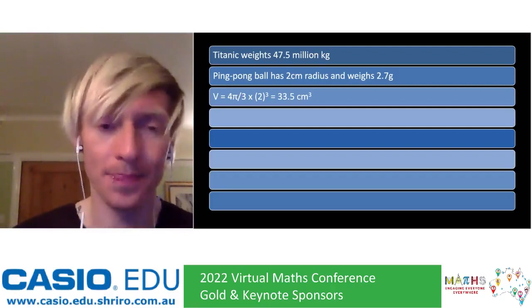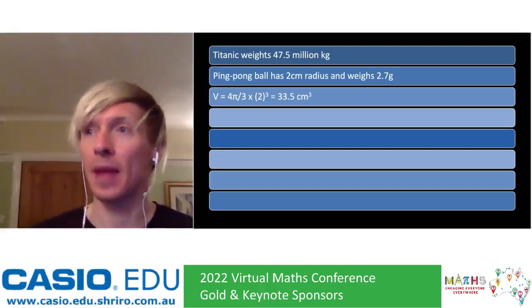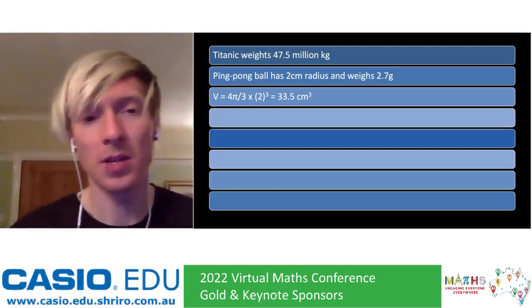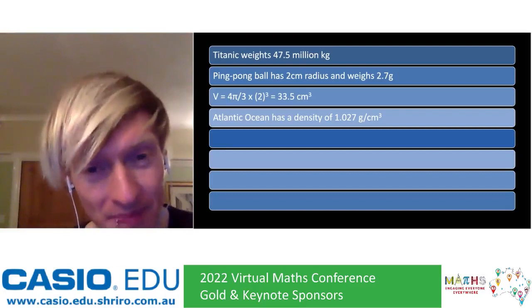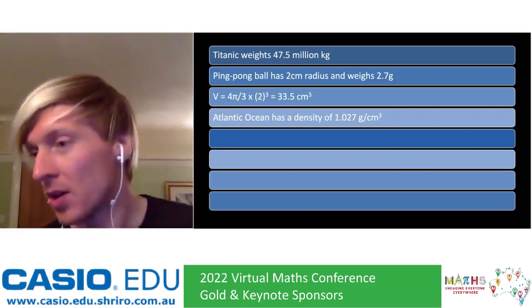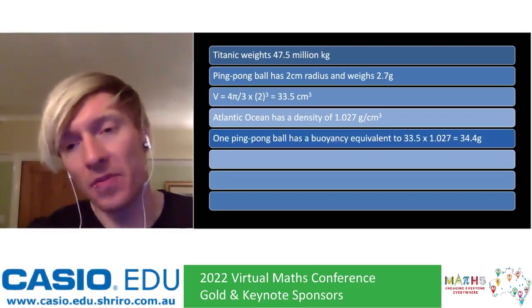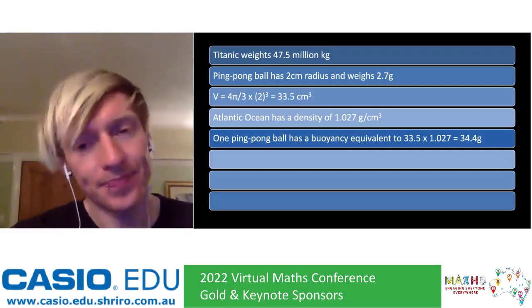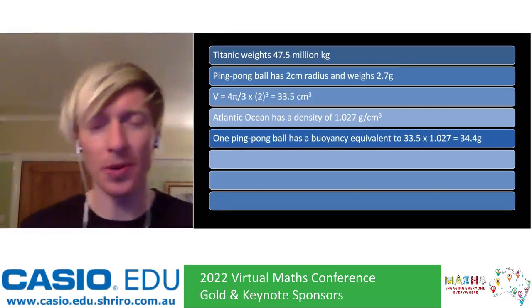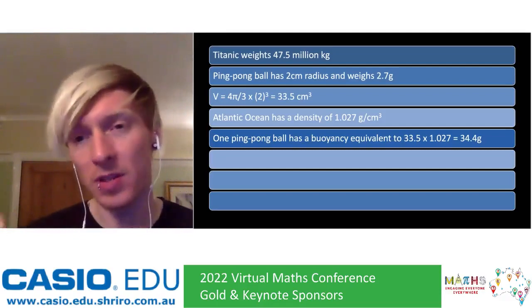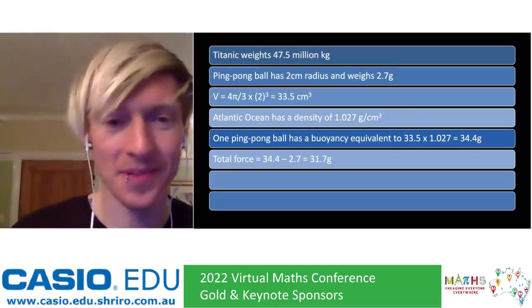But we need to know the weight of the fluid displaced. That means we need to know the density of our fluid. The Titanic is in the Atlantic Ocean. The Atlantic Ocean density is 1.027 grams per centimeter cubed. So the total force equivalent acting upwards is going to be 33.5 times 1.027, which is 34.4 grams. Now remember, we need the total force. So we have 2.7 pulling downwards. We have 34.4 pushing upwards. So the total force is 31.7 grams.